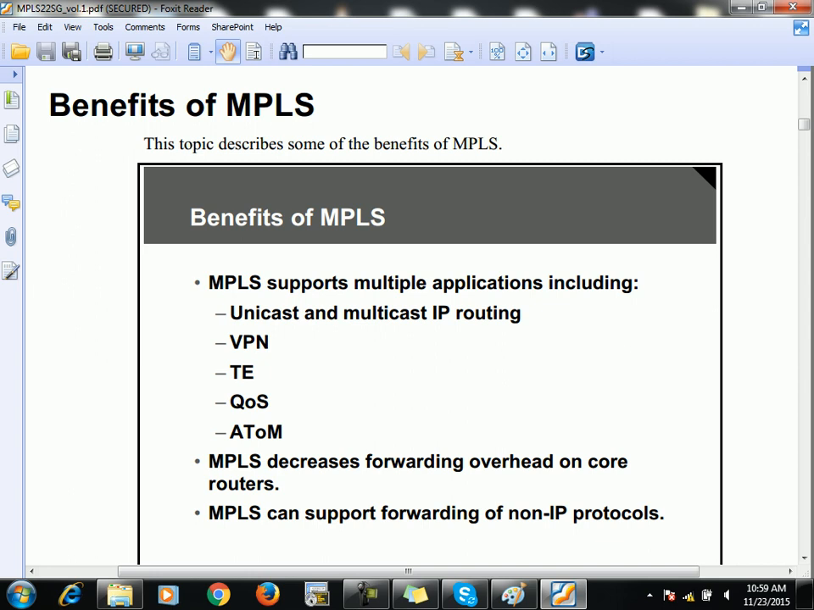MPLS decreases forwarding overhead on core routers. Of course it does, because previously they were required to open 20 bytes of information, but this time only 4 bytes. Second, previously they were required to store a complete internet routing table, but this time they will not require it, right? Next, MPLS can support forwarding of non-IP protocols as well, such as ARP, CDP, STP, everything. That is part of layer 2 VPN actually.